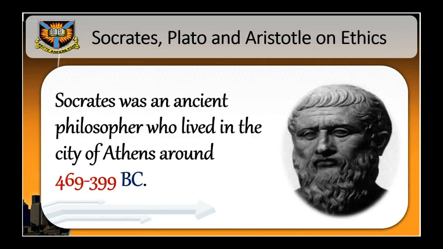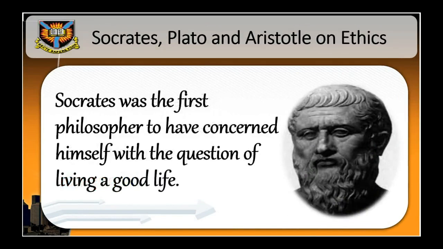Socrates was an ancient philosopher who lived in the city of Athens around 469 to 399 BC. He has the reputation of bringing philosophy down to the earth from heaven. The reason for this is partly that other philosophers that lived before Socrates were only concerned with the nature of the physical world or the universe. Socrates was the first philosopher to have concerned himself with the question of living a good life.